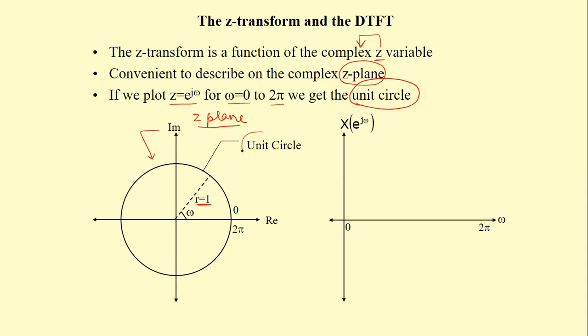This unit circle plays a very important role in the analysis of discrete time systems. Why do we call it a unit circle? Because its radius is 1. And how did we get this unit circle? When we consider this equation, we put omega is equal to 0 to 2 pi. So when we plot this equation, we will get a circle and its radius will be 1.